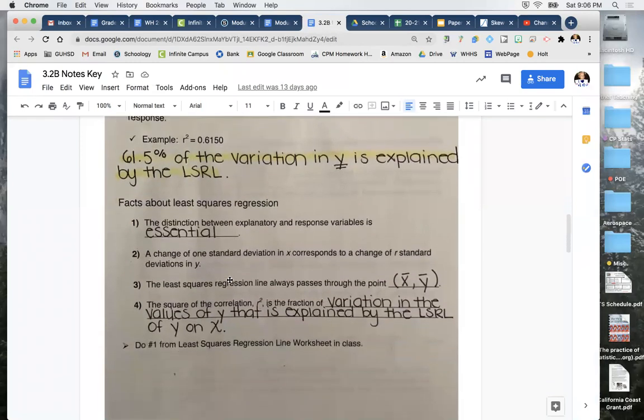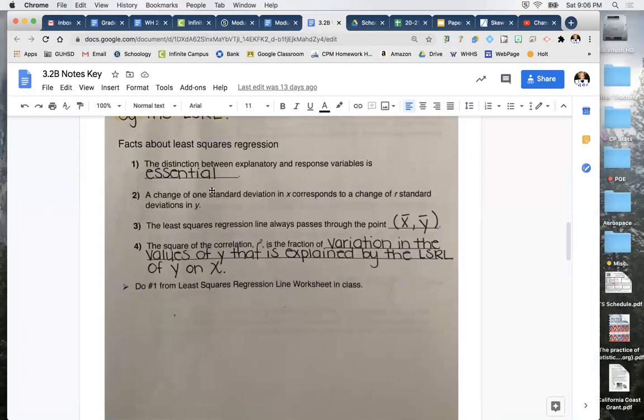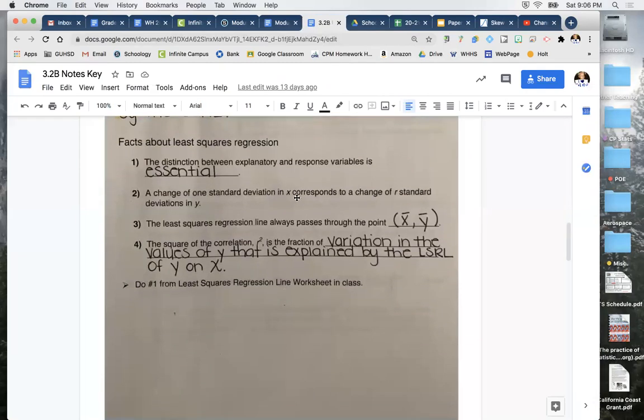The distinction between explanatory and response is essential for this one. You need to make sure that you have that correct. A change of 1 standard deviation in X corresponds to a change of r standard deviations in Y. I'm going to de-emphasize that and tell you that you don't need to know that. But here is an important one for you to know. The least squares regression line is always going to pass through the point X bar, the mean of your X's, and the mean of your Y's.